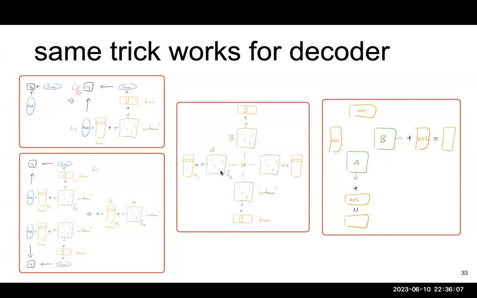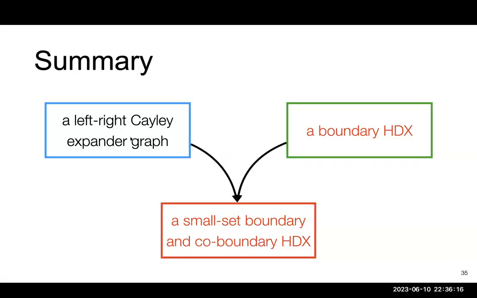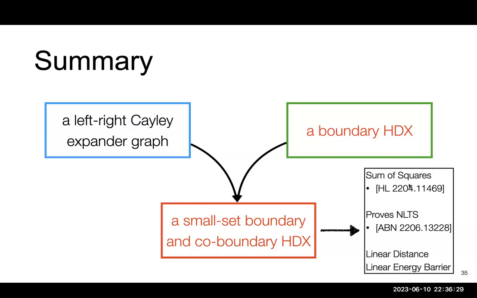So in the paper, we also study these decoders, and essentially it follows a similar strategy. Okay, so just to summarize, the construction is based on combining a left-right Cayley graph and a boundary high-dimensional expander to get a small set boundary and coboundary expander. And this can be used to imply a lot of results.